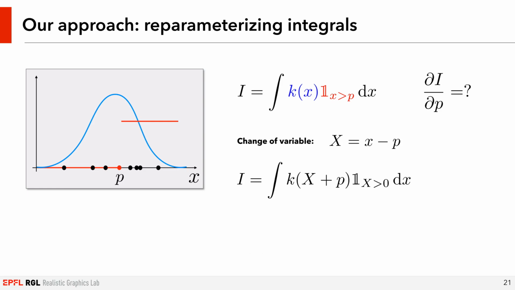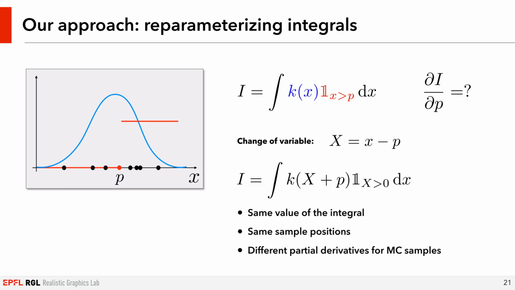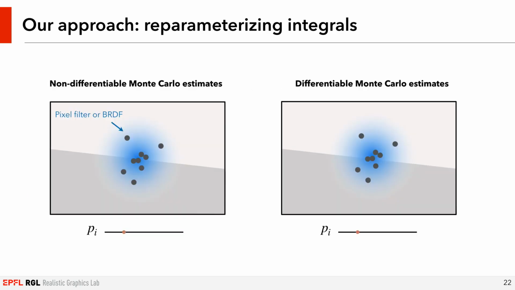Note that after this change of variable, the value of the integral is exactly the same. The positions of the samples are the same. The only difference is the partial derivatives of the integrand at the sampled positions. The same idea can be used to get rid of discontinuities in 2D integration problems. Here we want to integrate a discontinuous function times a smooth function in blue. That could be a pixel filter or a BRDF.